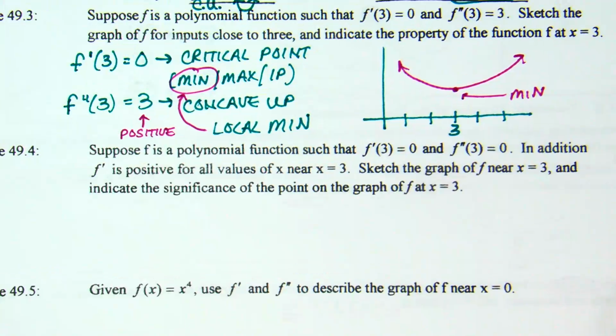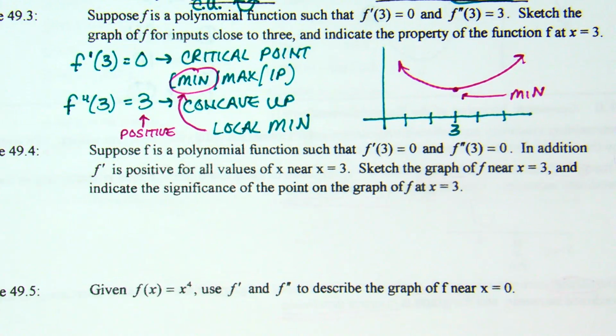Okay. Example 4 if you're ready. Suppose f is a polynomial function such that f prime of 3 equals 0 again. F double prime of 3 also equals 0. In addition, f prime is positive for all values of x near x equals 3. Sketch the graph of f near x equals 3 and indicate the significance of the point on the graph of f at x equals 3.